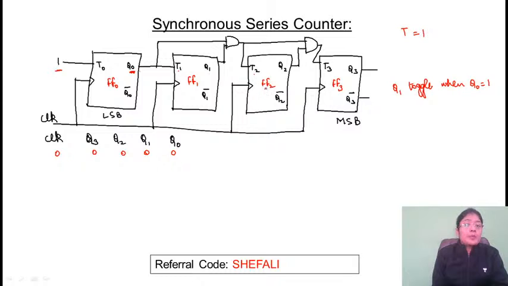T2, flip-flop 2 कब work करेगा? When the clock is applied as well as the value of T2 is 1. T2 की value कब 1 होगी? Q2 will toggle. Q2 कब toggle करेगा? When T2 is 1. T2 1 कब होगा? This is the AND gate. We want the output here 1. 1 कब आएगा? When Q1 and Q0 both are 1.